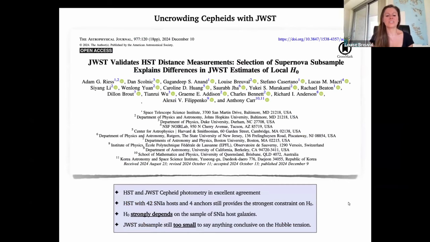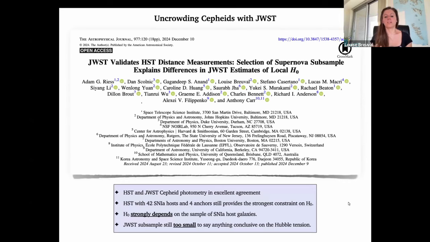So overall, the conclusion is that HST and JWST are in excellent agreement. Still, the HST baseline is the strongest constraint on H0. JWST brings us some information, but not enough to say anything conclusive on the Hubble tension.